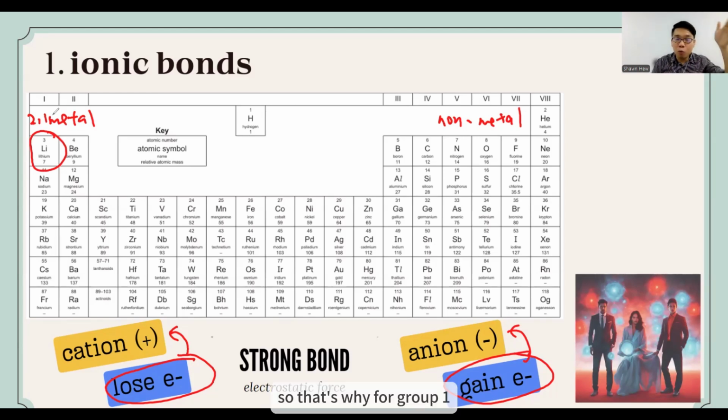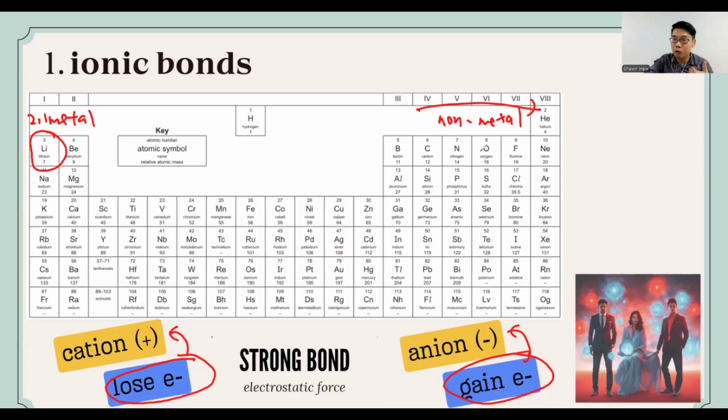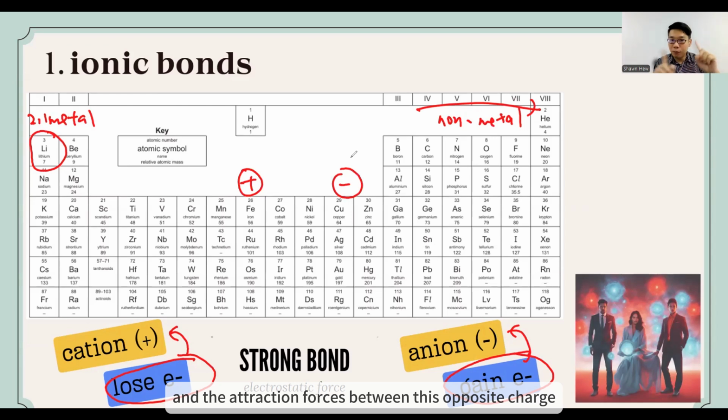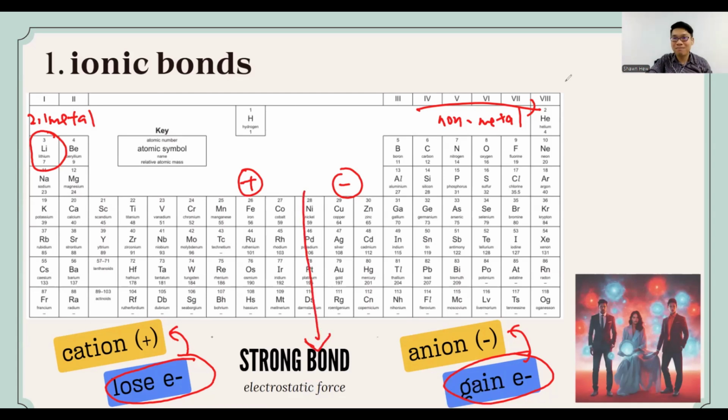So that's why for group 1, 2, 3 and transition element, they prefer to lose electrons so they can achieve the octet or duplet. While for the non-metal, they prefer to gain electrons so that they can be in the stable state. So one part will be positive, one part will be negative, and the attraction forces between this opposite charge will form a very strong bond, which is the strong electrostatic forces.